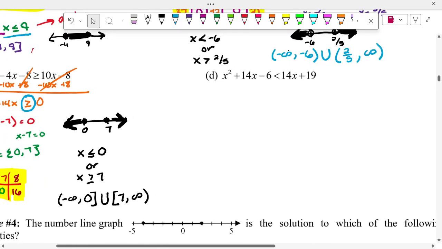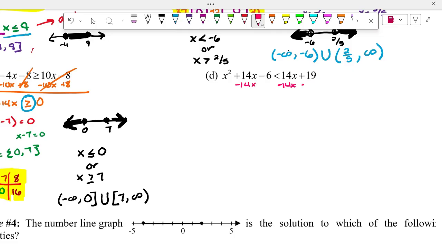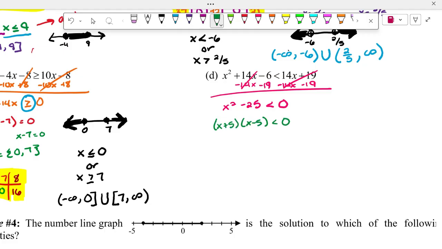All right, let's go over this. So first step. What's my first step? Bring the 14 and 19 over to one side. That goes away. X squared. These cancel. Negative 25 is less than 0. That is definitely a difference of squares, so you can factor like x plus 5, x minus 5. X equals negative 5 and positive 5.